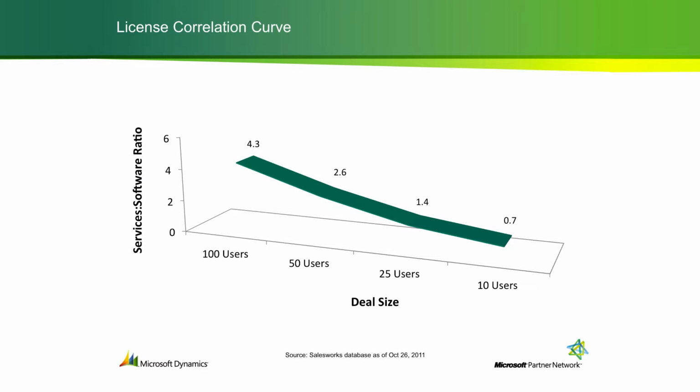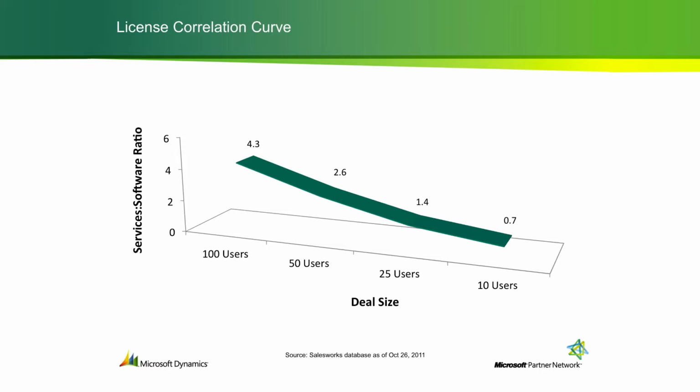Now you can look at it another way in what we call the license correlation curve, and that again is just taking the data that you've seen on the previous slide and showing how as the deal size decreases, the dollars in services that you get relative to or proportionate to the dollars in software decline even faster, to the point where on the smaller user deal sizes we're finding even more pressure on the services side of the equation than we are at deal sizes that are higher.